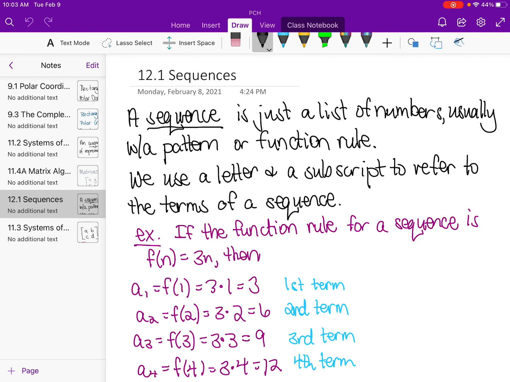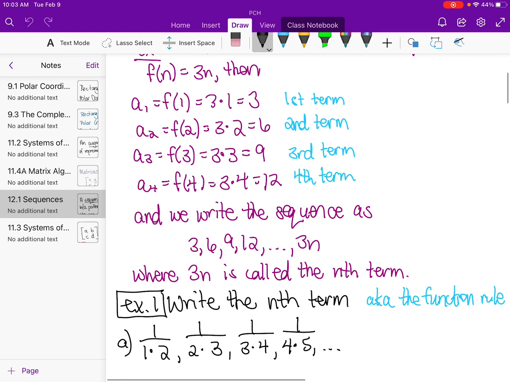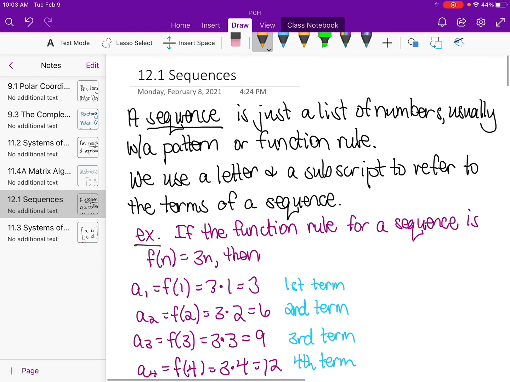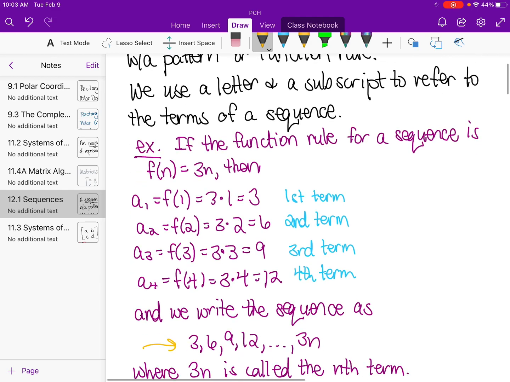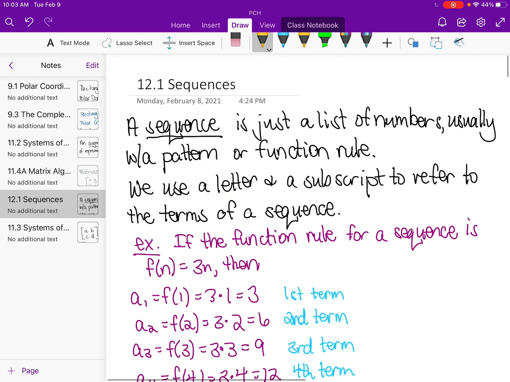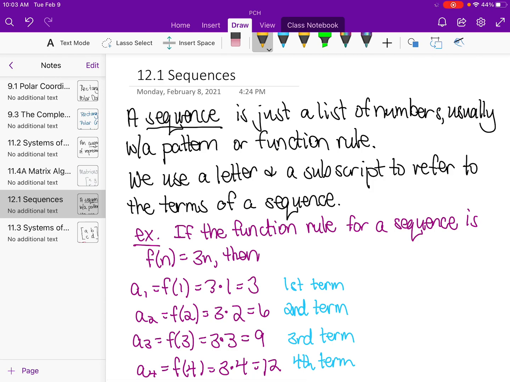So a sequence is just a list of numbers. If you look down here, I've got a sequence right here. It's just a list of numbers, usually with a pattern or a function rule. You can see I've got a rule for the sequence down here. I'll let you copy that later. We use a letter and a subscript to refer to the terms of a sequence. So that's an example of a letter and subscript. That's an a sub 4 at the bottom.